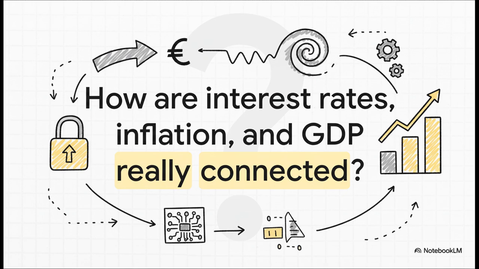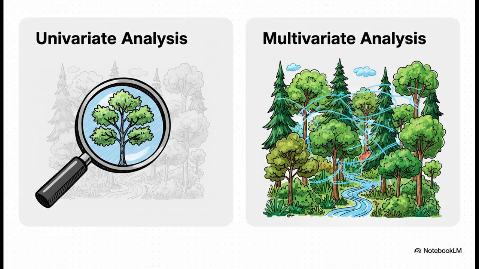You know all those big economic headlines, right? We're always hearing about interest rates, inflation, and GDP growth, but have you ever stopped to wonder how they actually influence each other? I mean, does a change in one of them create a ripple effect through all the others? To answer that, you have to stop seeing them as separate stories and start seeing them as interconnected characters in one big economic drama. And this really boils down to two totally different ways of looking at the world.